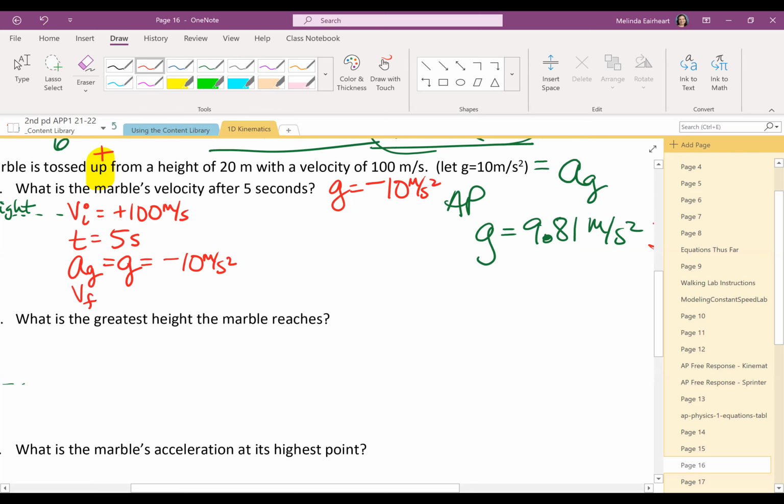This is enough to find the final velocity using which equation? The first. And so VF equals VI plus AT. Thankfully, it's already solved for final velocity. And so we have a positive 100 plus a negative 10 times 5. And notice it's the same math that we did intuitively. And we should get positive 50 meters per second.